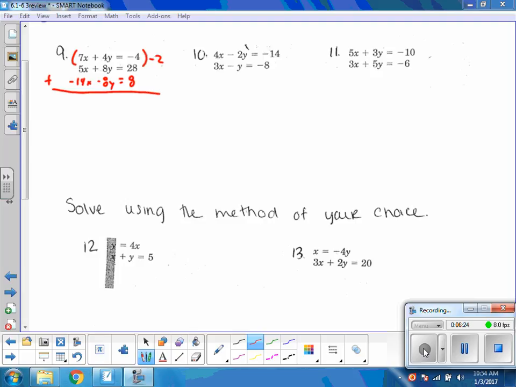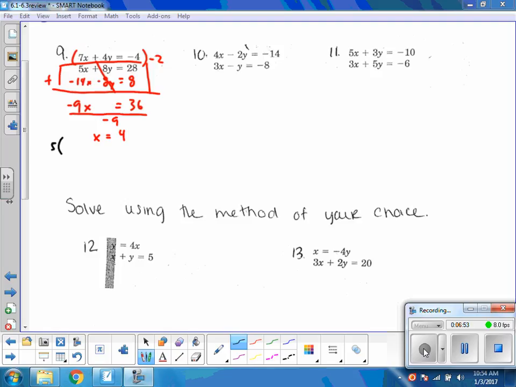And now I can add them together. So I'm going to look at these two equations here. So 5x plus a -14x, I end up with -9x. The 8's actually cancel out, and I'm left with 36. Divide both sides by -9, and I see that x equals 4. Now that I know what x equals, I can substitute it in to any of these equations. I'll try it on this guy.